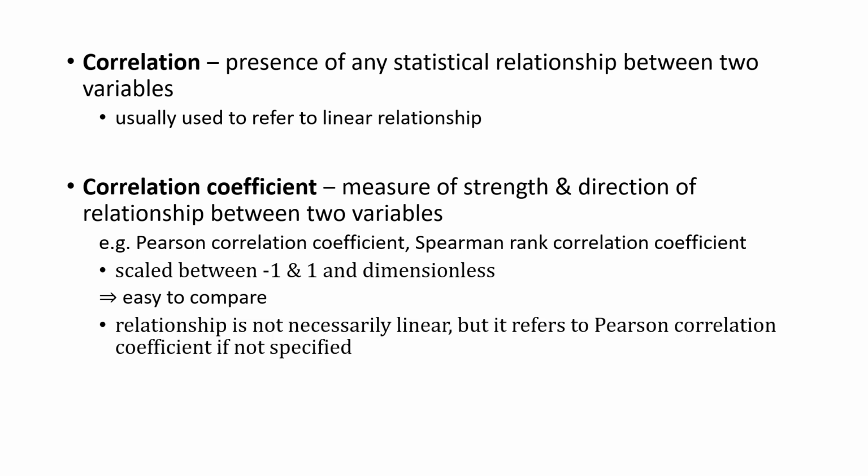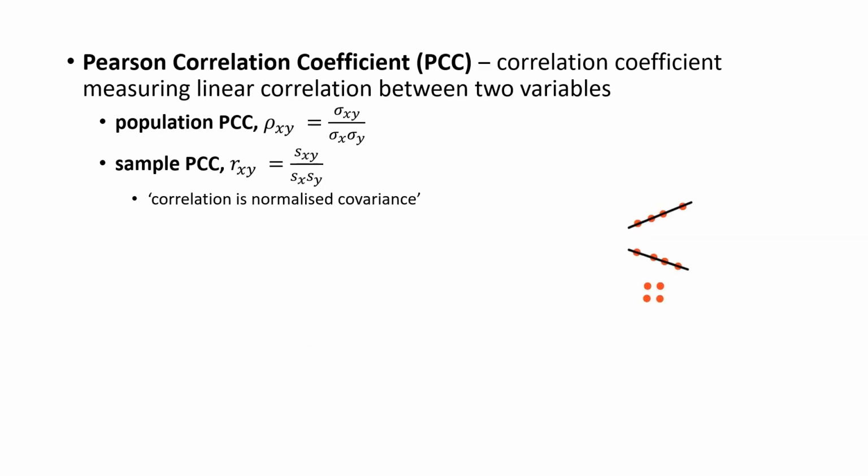The relationship described by the correlation coefficient is not necessarily linear, but it refers to the Pearson correlation coefficient if not specified. The Pearson correlation coefficient is the correlation coefficient measuring the linear correlation between two variables. It is given by the covariance divided by the standard deviations of each of the variables. Therefore, you may often hear correlation is just normalized covariance.